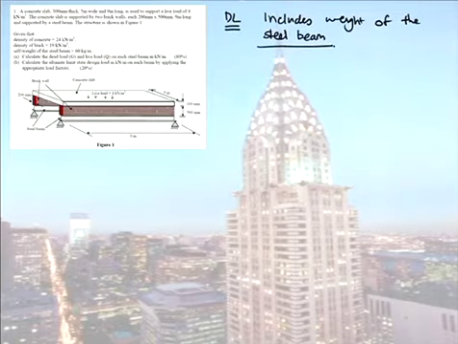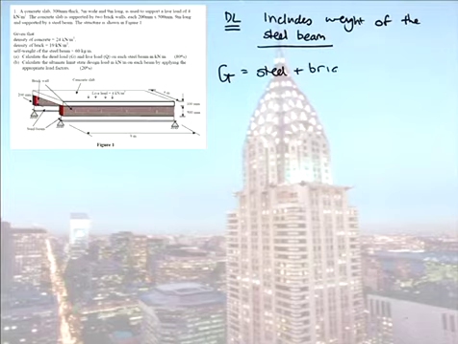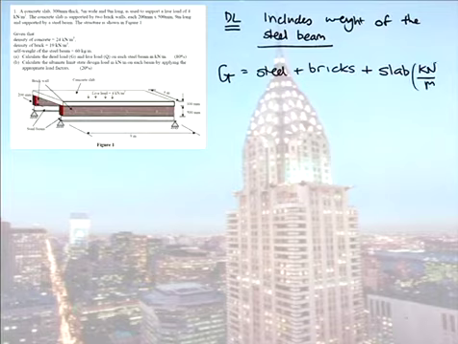So always include all the loading, all the self-weight loading. Before something can carry more load, it has to be able to carry its own self-weight. So our dead load here, often called G, will be equal to the weight of the steel plus the weight of the bricks plus the weight of the slab. And we're trying to calculate that in kilonewtons per metre.